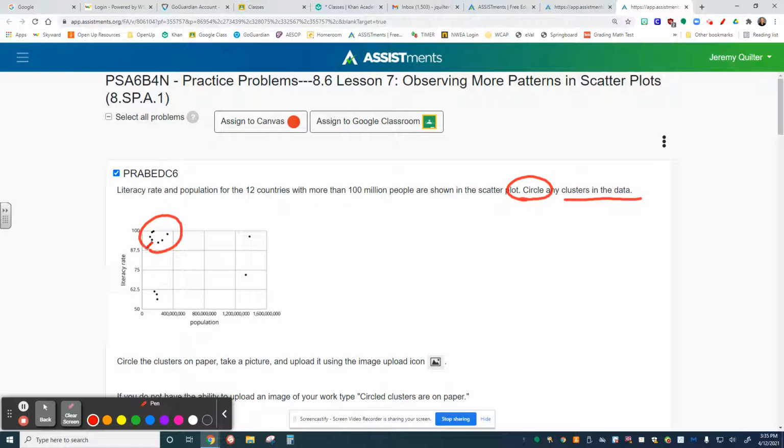So we see, obviously, there's a cluster right here. You might be thinking, what about these two out here? Well, they can't be a cluster. They're too far apart. Don't circle those.